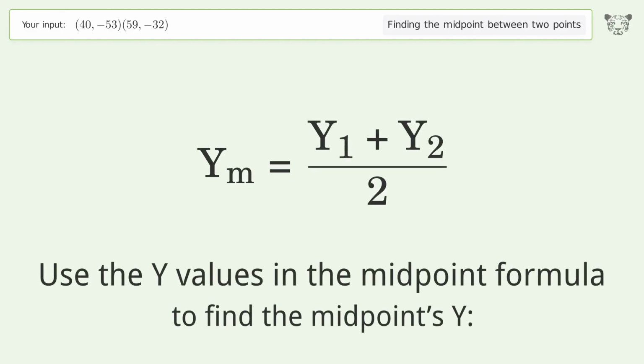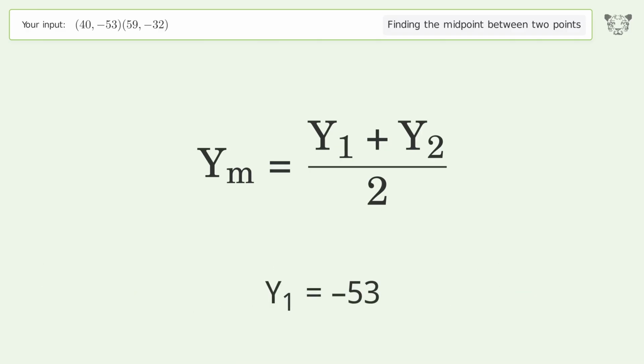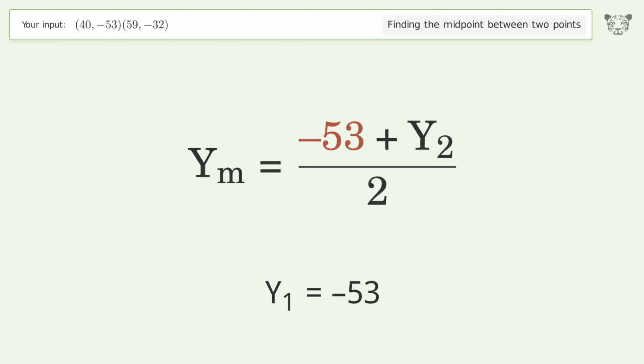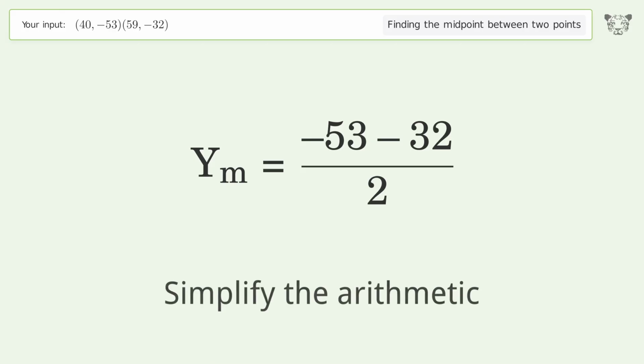Use the y values in the midpoint formula to find the midpoint's y. y1 equals negative 53. y2 equals negative 32. Simplify the arithmetic.